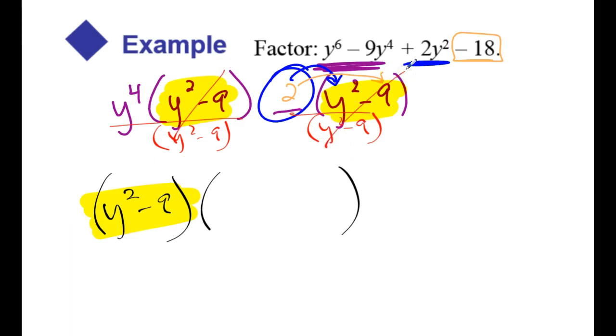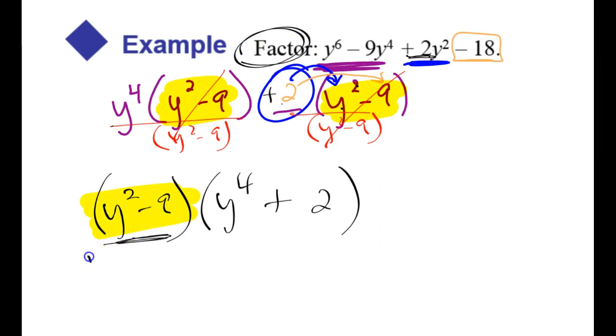You're canceling that out. So the only thing that's left is the y to the fourth. Oh, how about a positive 2 in here? Because positive 2 gives me this positive term. So plus 2. Uh-oh, we're not done. This yellow term, remember it says factor, but it implies factor completely. I think this is the difference of two squares. So y plus 3 and y minus 3, and y to the fourth plus 2.